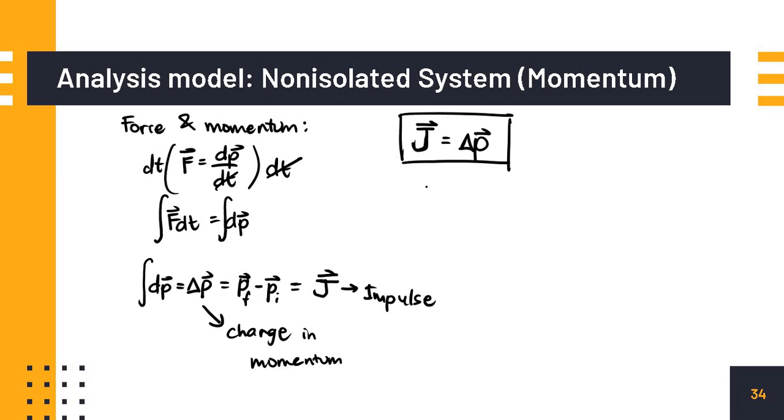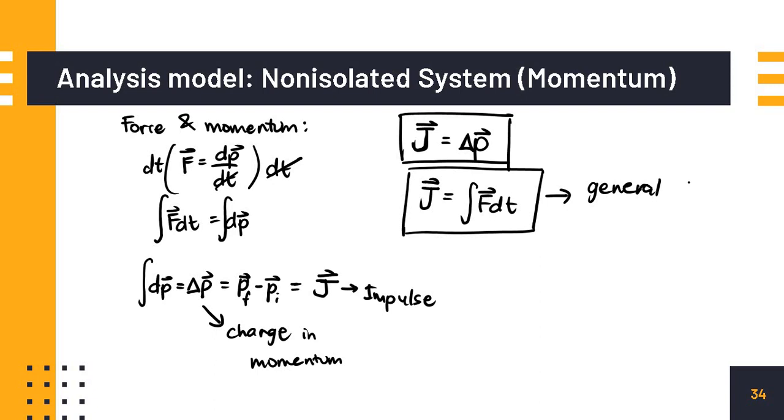This is the first equation that we derived using the force and momentum relationship. Aside from that, we know that the change in momentum, which is equal to the impulse of the system, is equal to the integral of dp, and the integral of dp is equal to the integral of F dt. So that makes impulse also equal to the integral of F dt. This second equation is the general formula for the impulse of a system.